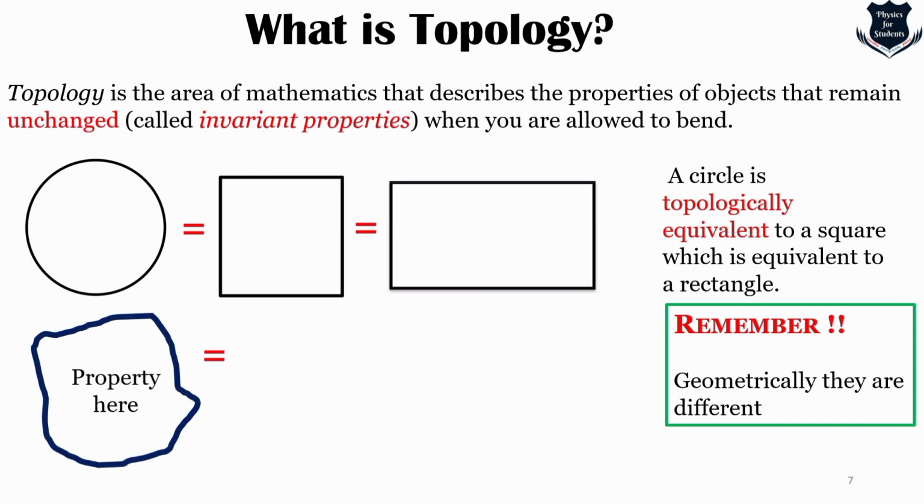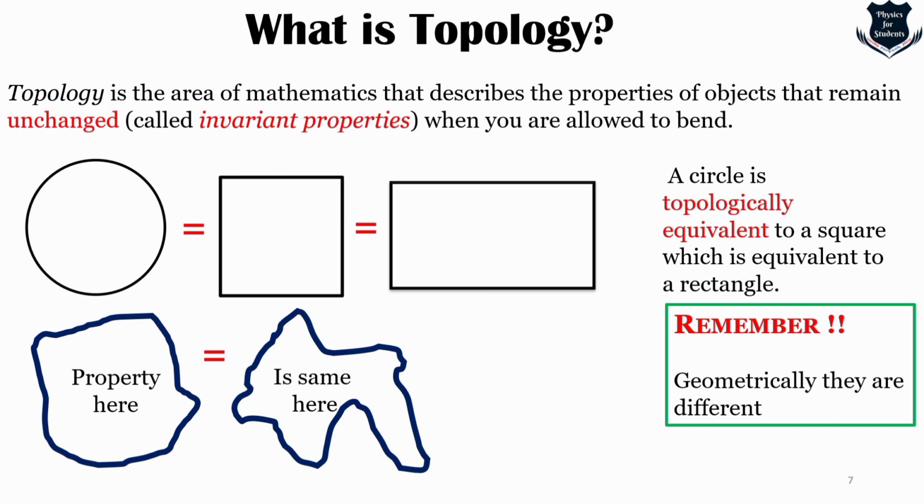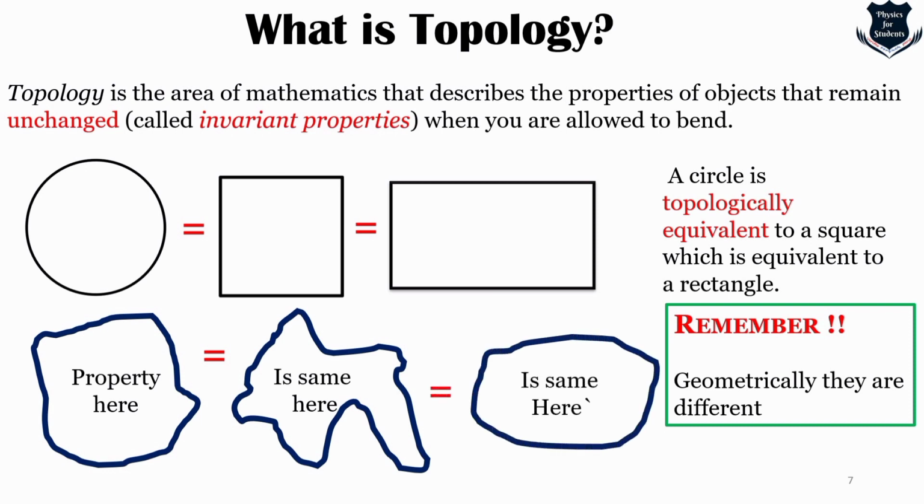So if I take a kind of random surface, I mean just a random object, say for example this blue one, and let us suppose there is a property. What is the property? We are not going to define it, we will take an example. So we define a property here. That means that the property, if it remains unchanged, can be equal to the property which is the same here, and equal to the property which is the same here.